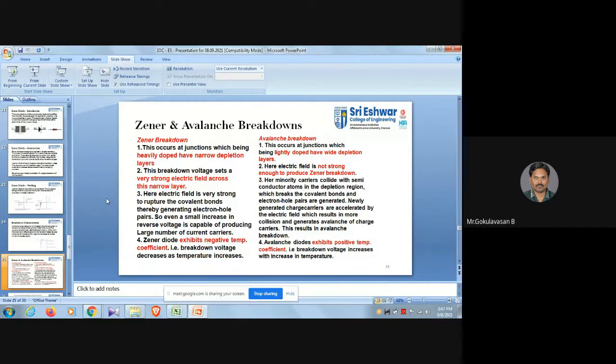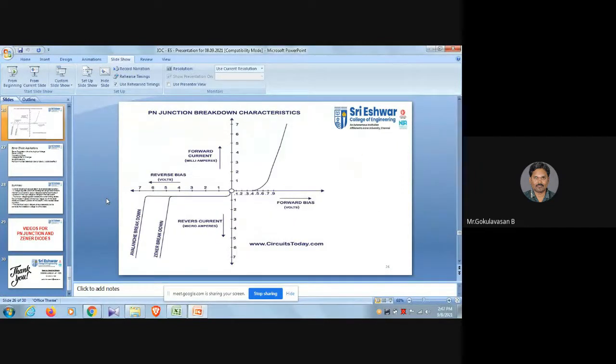Finally, the very important difference is that a Zener diode exhibits a negative temperature coefficient. That is, breakdown voltage decreases as temperature increases. But as far as avalanche breakdown is concerned, avalanche diodes, or I can say rectifier diodes or PN junction diodes, exhibit a positive temperature coefficient. That is, breakdown voltage increases with increase in temperature. So these are all the differences I want to tell regarding these two breakdowns, right?